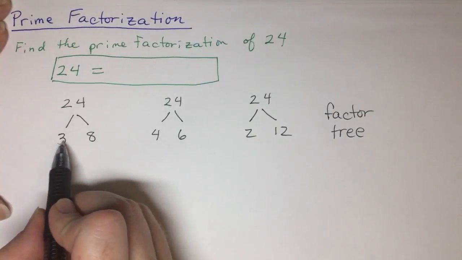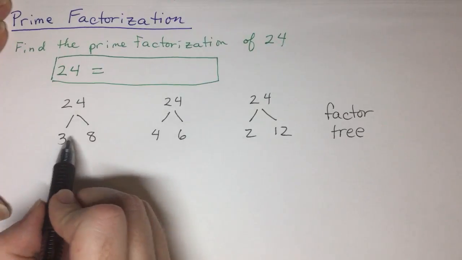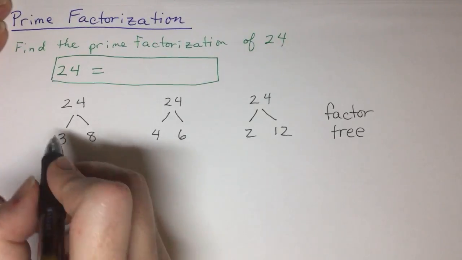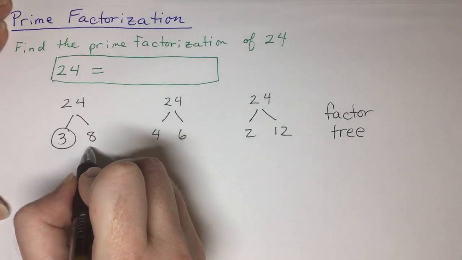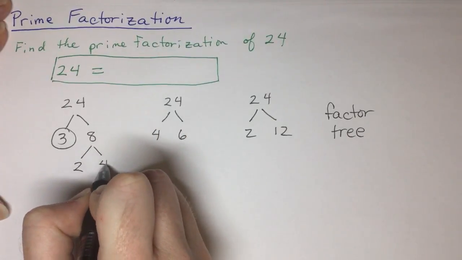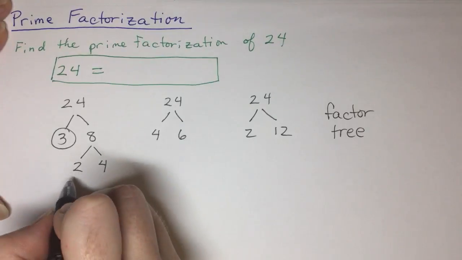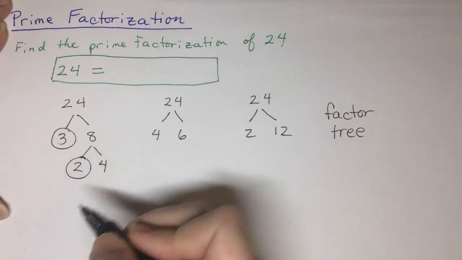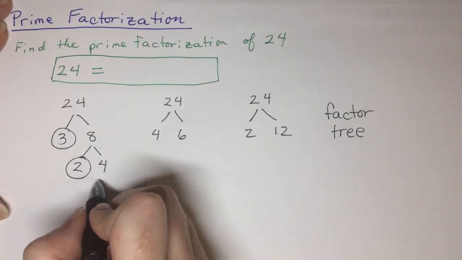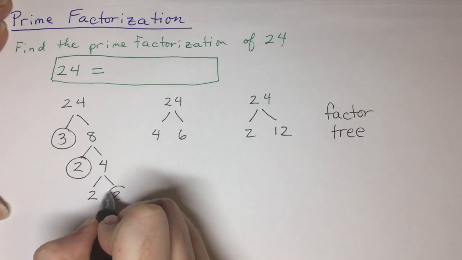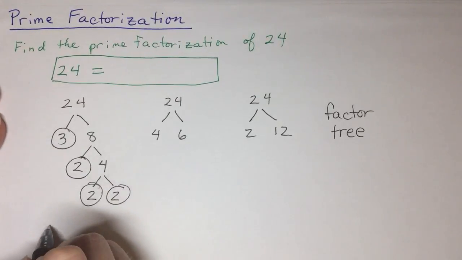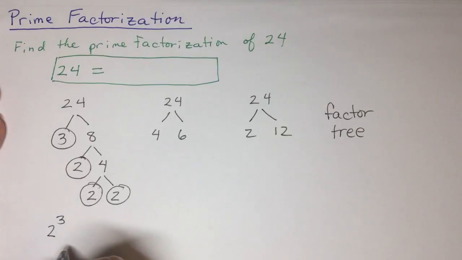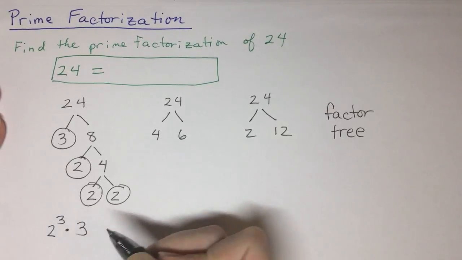Well, the person who started with 3 and 8, we look at each factor there. When one is prime, we circle it and stop. So 3 is prime, only factors of 3 are 1 and itself. 8 is not prime. 8 can decompose into 2 and 4, multiply as 2 times 4. 2 is prime, only factors of 2 are 1 and 2. 4 is not. 4 can be factored as 2 times 2. So here, for 24, I've got 2 three times, so 2 to the 3rd power, times 3.